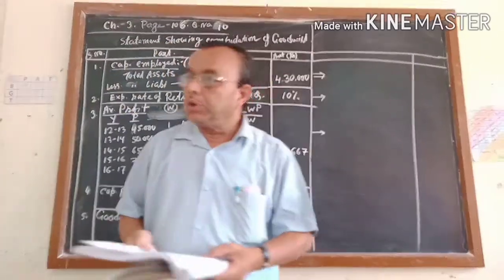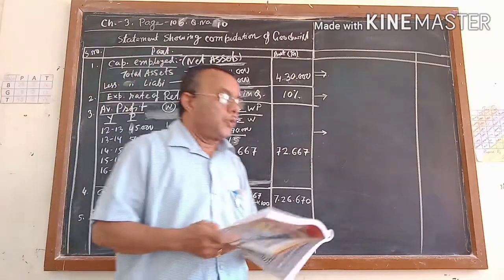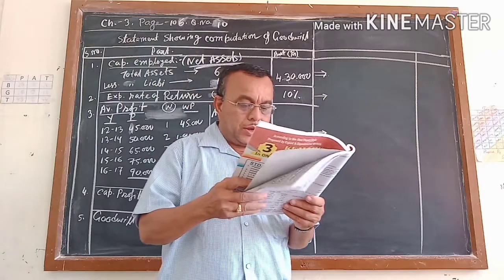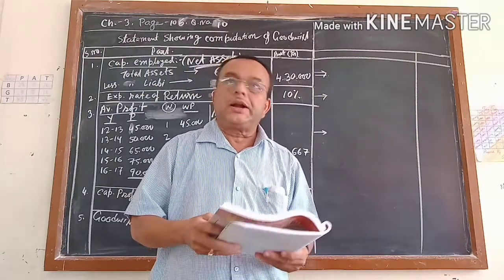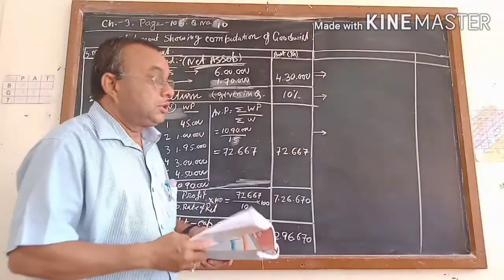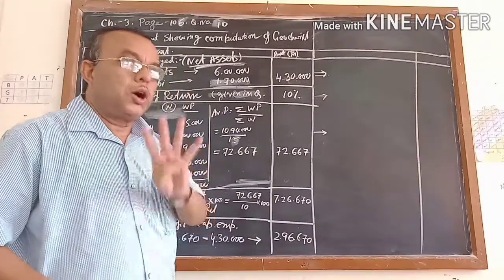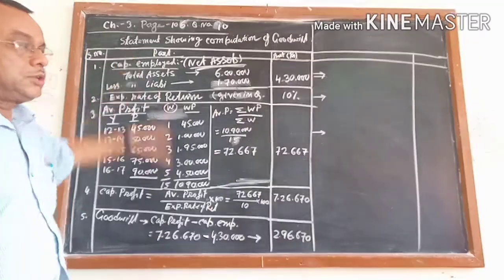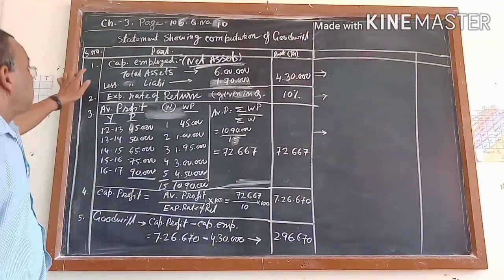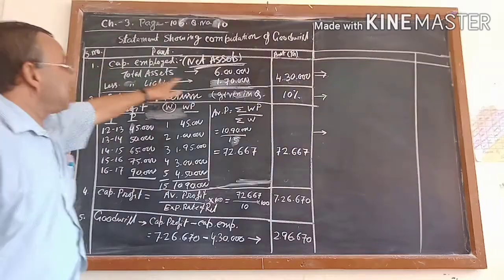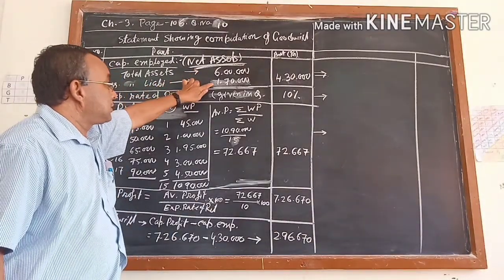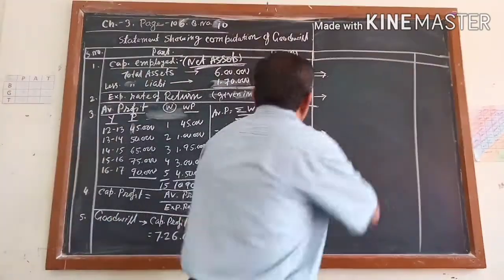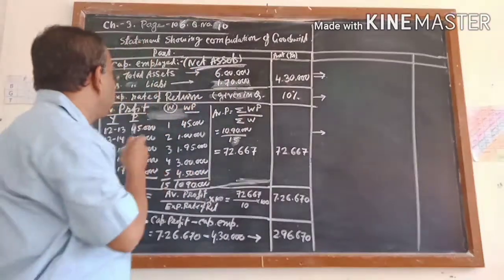Assets and liabilities both are given, so you understand how to find the capital employed or net assets, and the normal or expected rate of return is given at the rate of 10%. This is the fourth method. How many steps? 5 steps. I have written the answer in the solution sheets, and I just want to explain it. First one, capital employed. Total assets 6 lakhs, total liability 1 lakh 70. 6 lakhs minus 1 lakh 70 is 4 lakh 30. 4 lakh 30 is your capital employed.